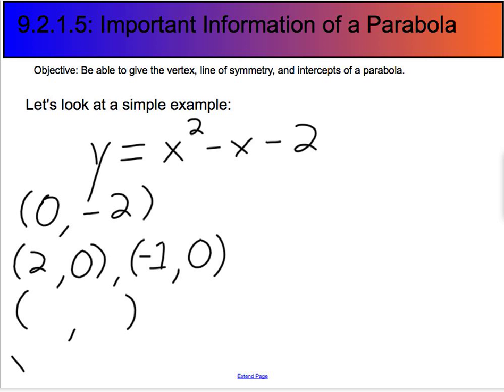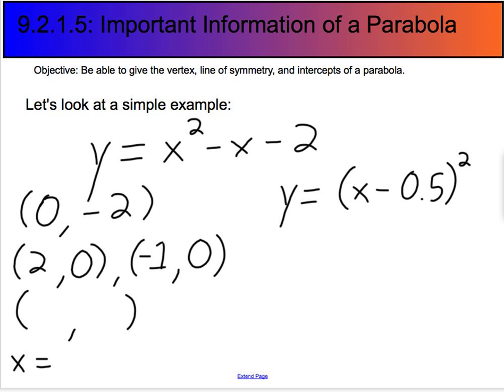As far as the vertex goes, one way to do this would be to find the average of the two x-intercepts. However, if there aren't any x-intercepts, which is a possibility, I need to have another method. And the method we've gone over is to complete the square. So I'm going to go ahead and complete the square on this equation. When I do so, I find that the square is x minus 1/2, or 0.5, in each direction. And then I have to find what's left over.